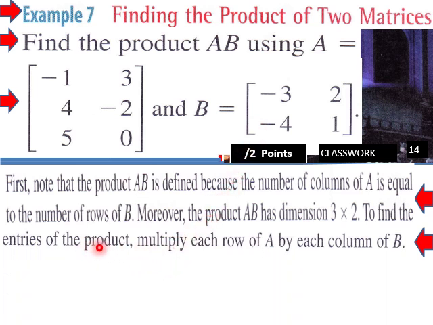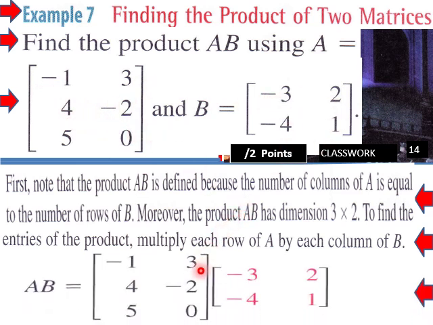To find the entries of the product, multiply each row of A by each column of B. So we're multiplying rows by columns, rows by columns. So AB would be [-1, 3; 4, -2; 5, 0] times [-3, 2; -4, 1]. So we're multiplying rows by columns.